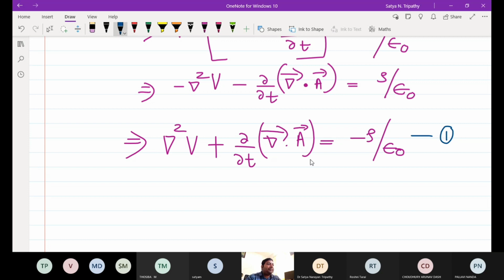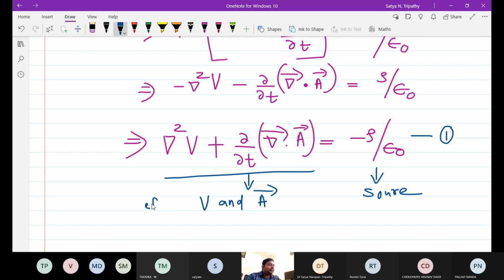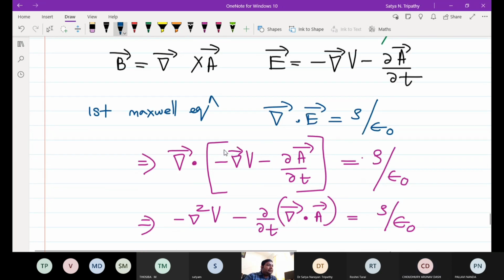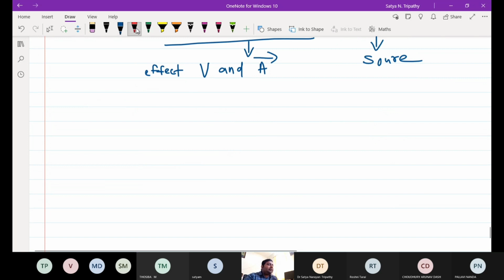What do you see here is that if you know this is the source, then you can create V and A. Is it clear? Yes, sir.